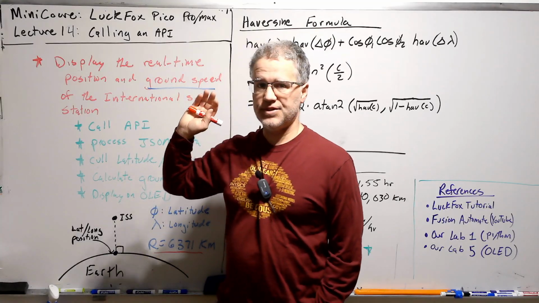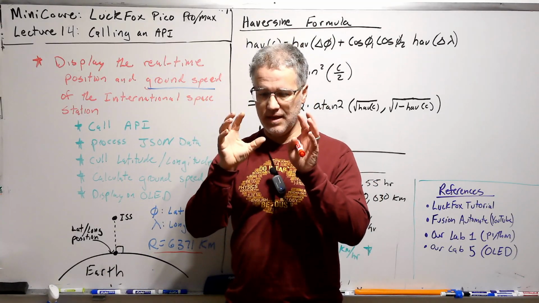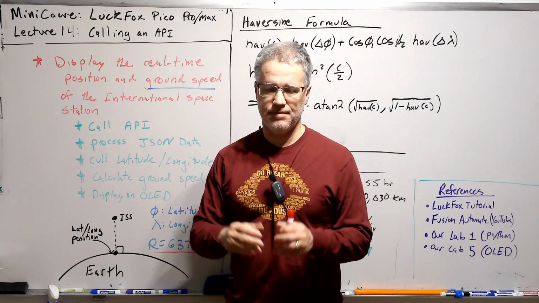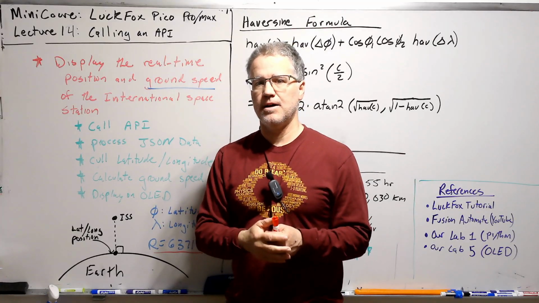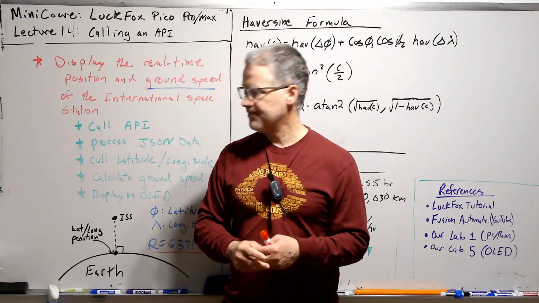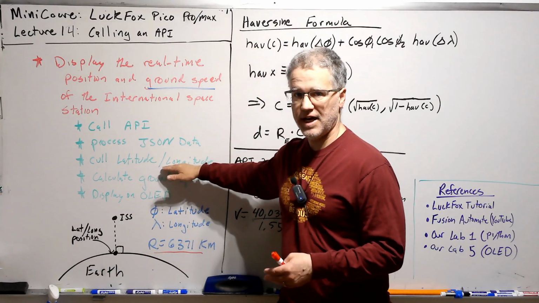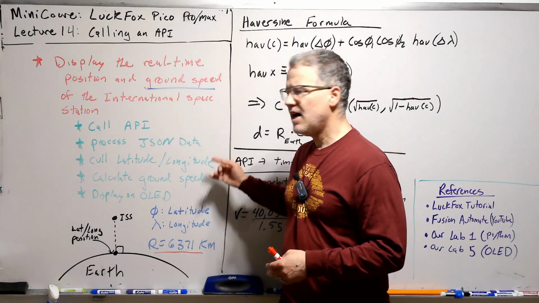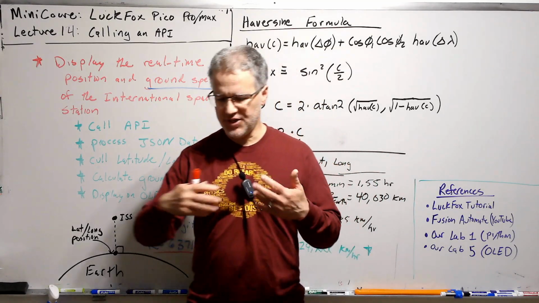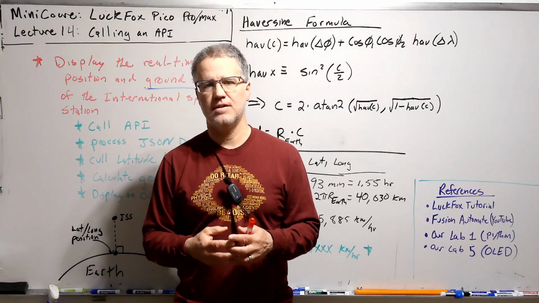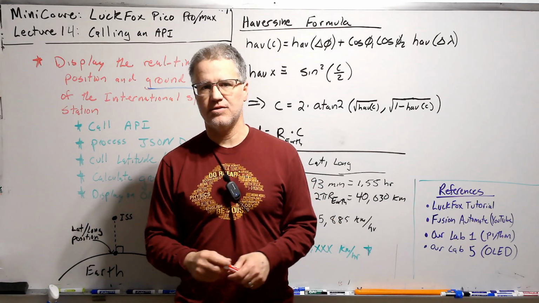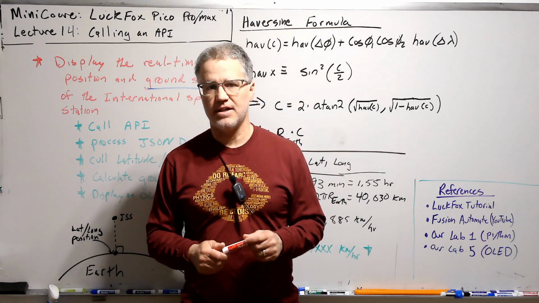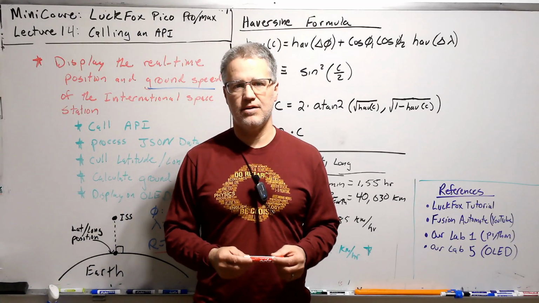So our LuckFox will call the API. The information sent back will be in a JSON-type format, and in there will be latitude, longitude, and time. Then we'll need to cull that out, calculate the ground speed, and display that on the OLED. I'm not going to get into the programming. I just had Gemini whip out the programming. One-shot deal. It worked really easily. We'll talk a little bit more about some of the basic calculations, and then also about setting up with the LuckFox.